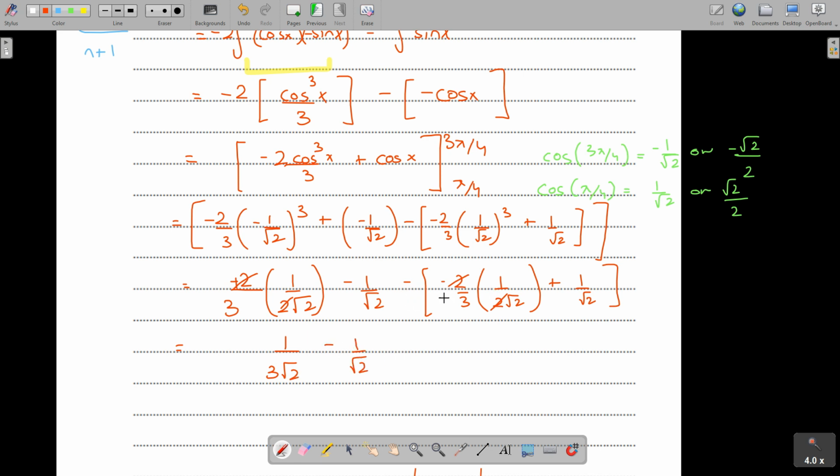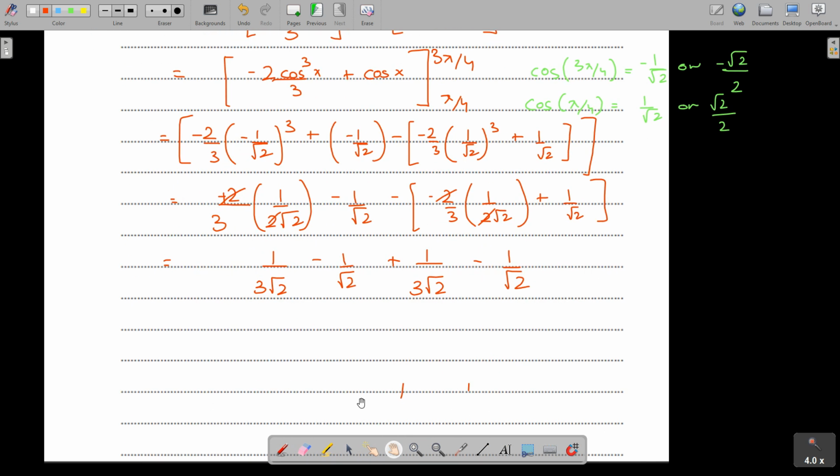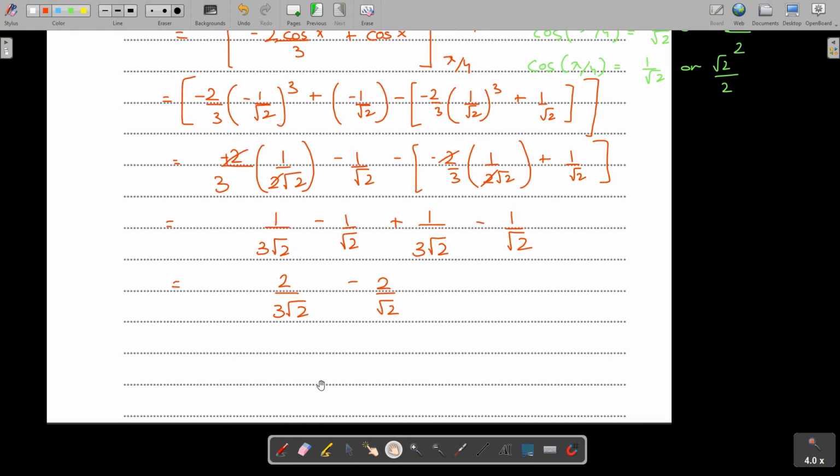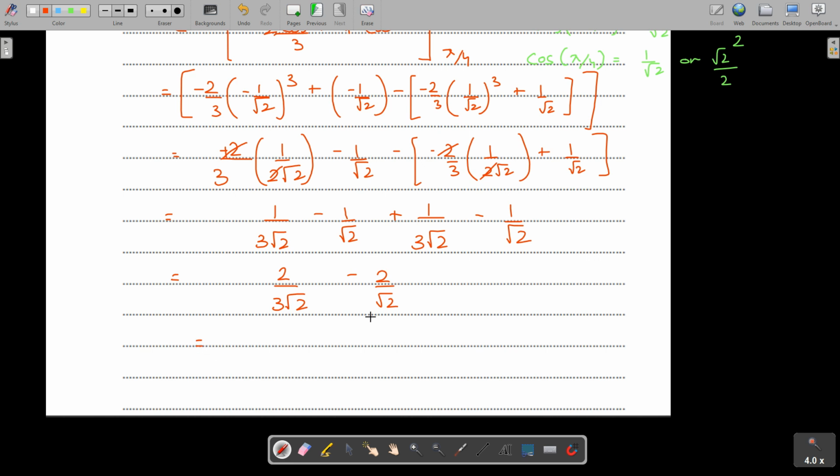And this will become plus because minus minus is plus. So 1 over 3 square root of 2 plus, and this will become minus 1 over square root of 2. All right. So yeah, let's just do some arithmetic here. And this will become 2 over 3 square root of 2 minus, this will become 2 over square root of 2. Fine. And yeah, now if you move on even a bit further and take LCM, what we're going to get is 2 minus 6 over 3 square root of 2, which is in fact minus 4 over 3 square root of 2.